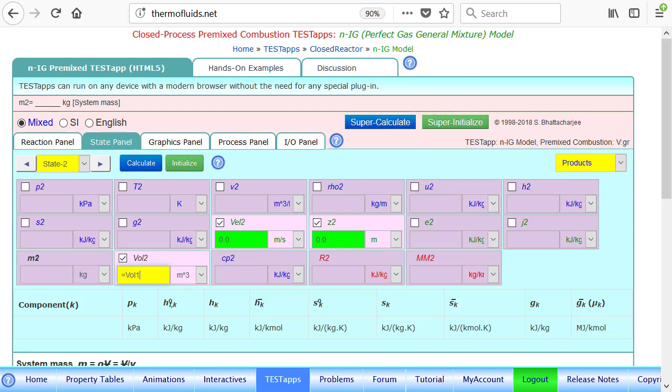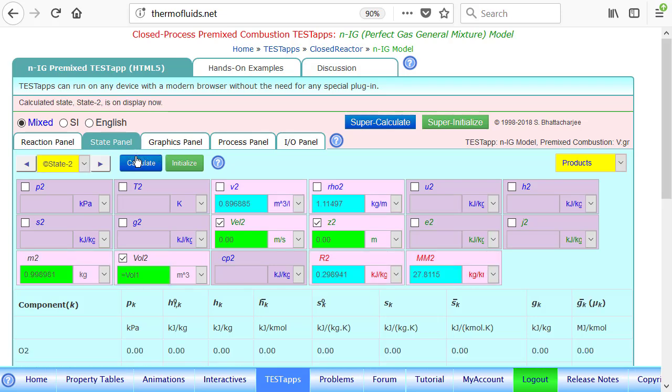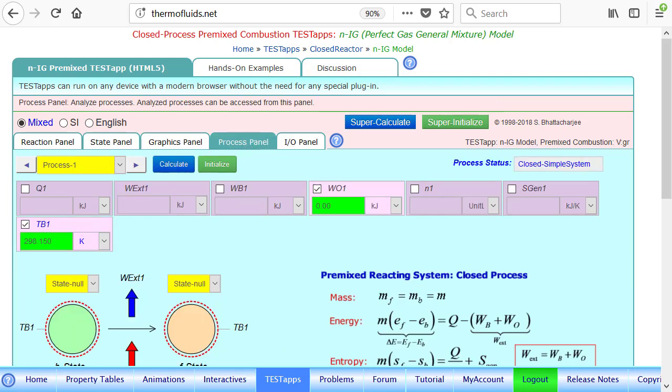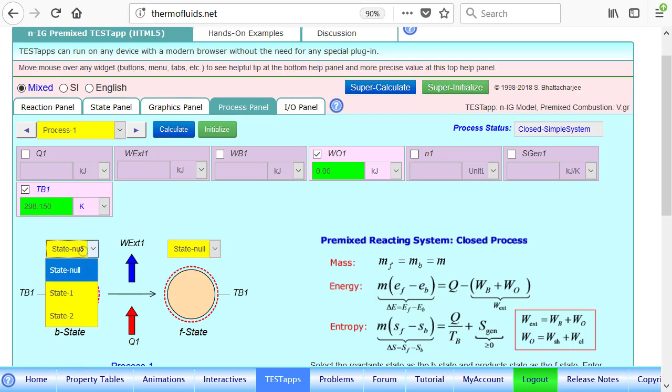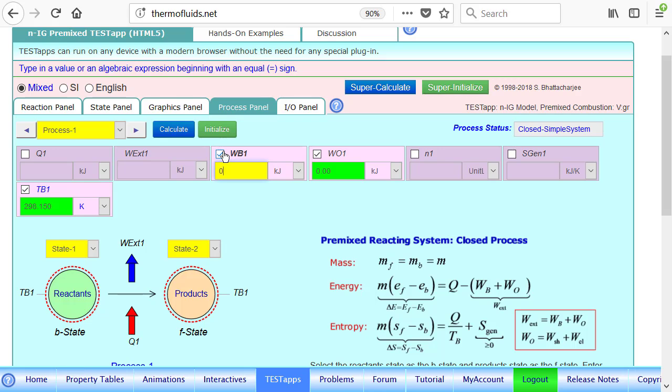What else do we know? Actually, we don't know anything else in this panel. If you think about it, we want to find the final temperature. We don't know the final pressure either. So with this information, we go to the process panel and do an energy balance here essentially. We start from state 1, the premixed reactants, going to state 2, the products. Notice what we know about the energy equation. There is no boundary work, it's a closed system. There is no heat transfer, it's adiabatic. And there is no other kind of work, obviously.